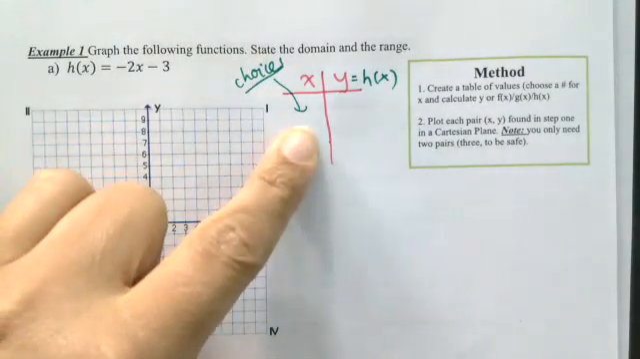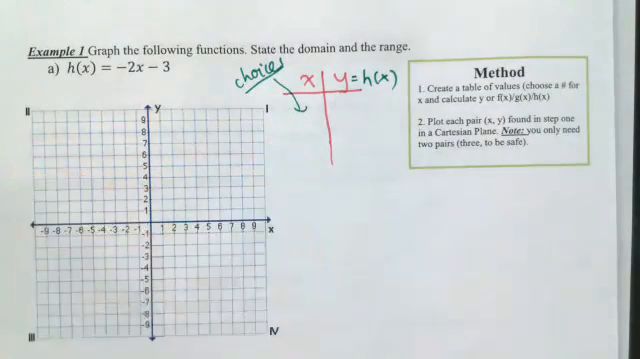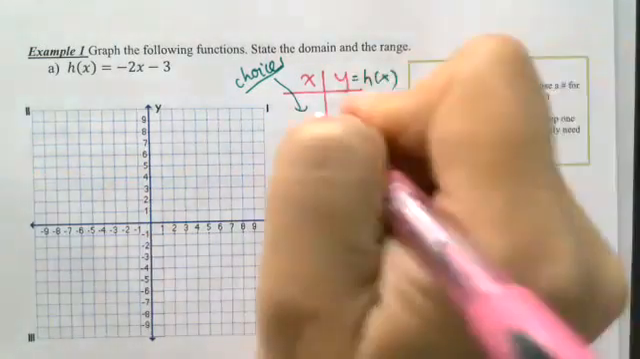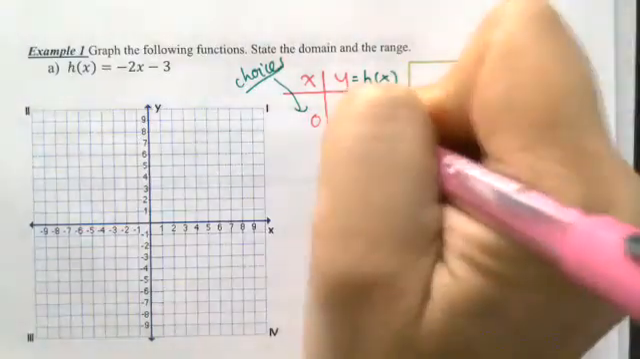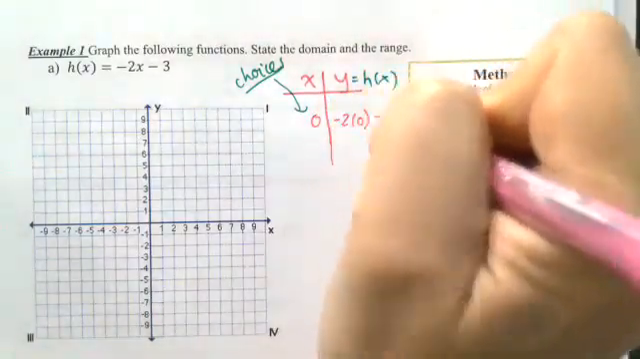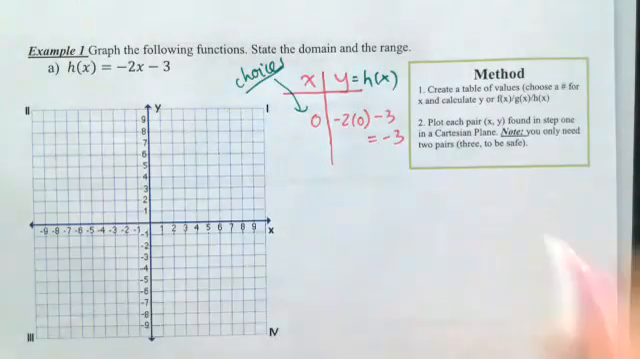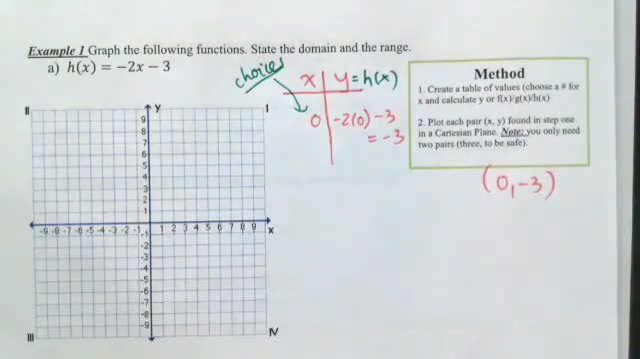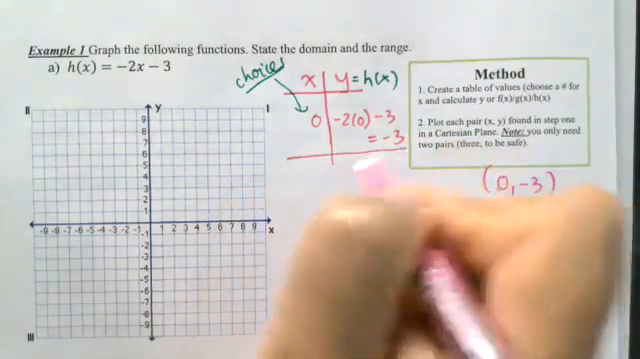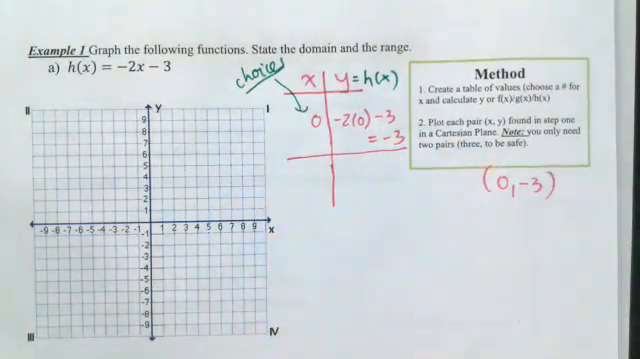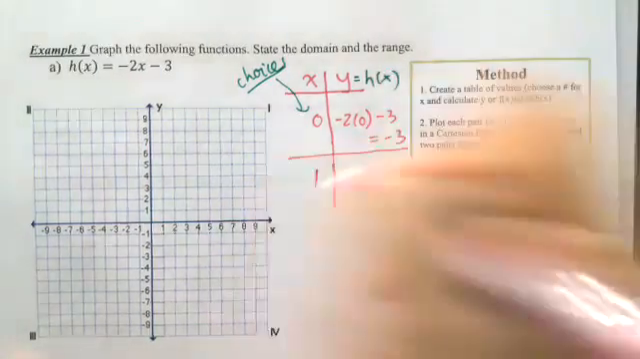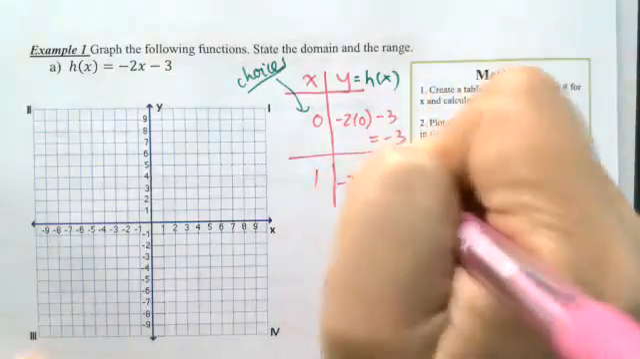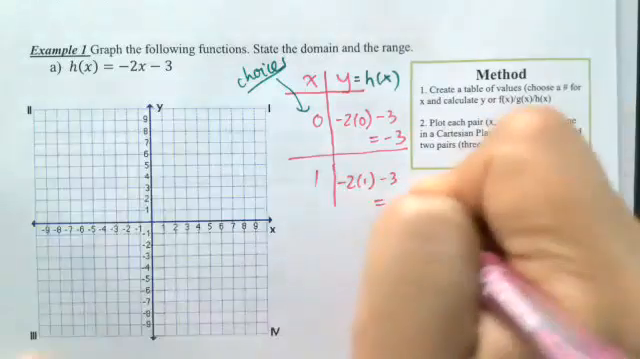And I always choose something easy to work with, right? So 0, my first choice is always 0. I can do negative 2 times 0 minus 3, and I get negative 3. My first pair is 0, negative 3. And what would be your second choice for a calculation? 1, yeah. Negative 2 times 1 minus 3, that's negative 5.